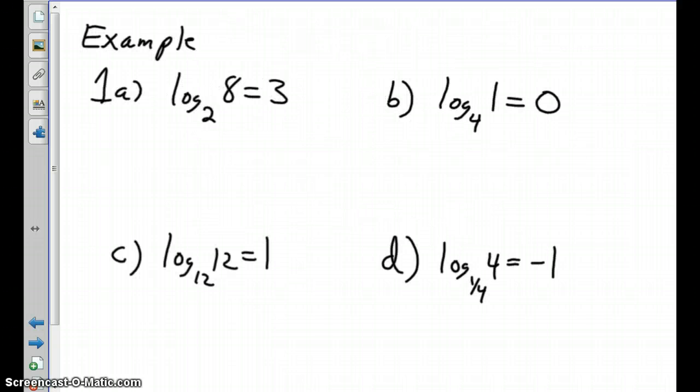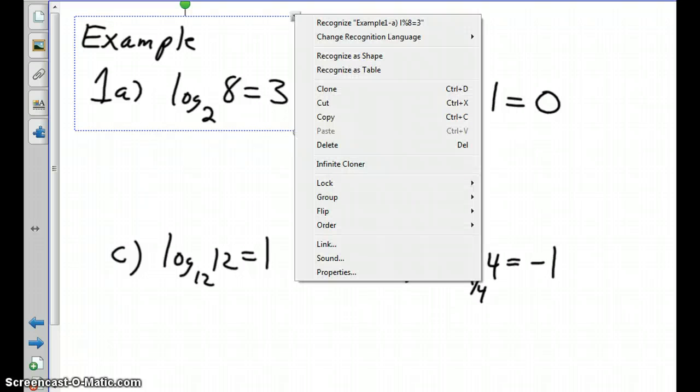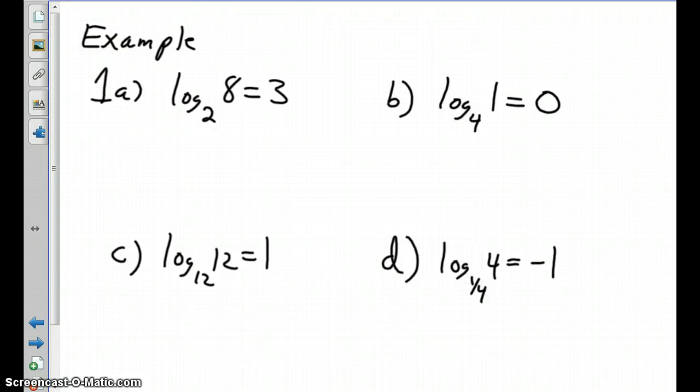All right, so to do problem 1A, here's what you do. You drop the logarithm, you trade places. Okay, 2 to the third power equals 8. And that is a true statement.